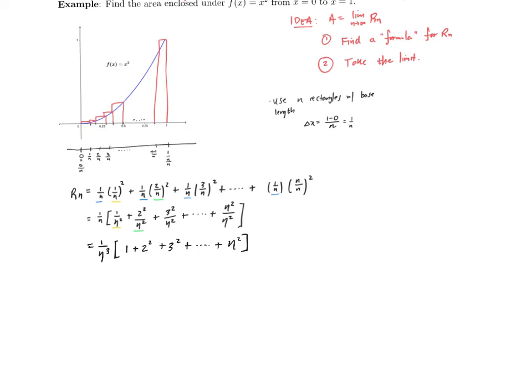The 1 sitting in there could just as easily be 1 squared. And we're adding up multiple terms with a common pattern. We can express this in sigma notation. So the 1 over n cubed hangs around out front, but everything in the square brackets is going to be a sum. We're summing up quantities of the form i squared, where i starts at 1 and goes to n.